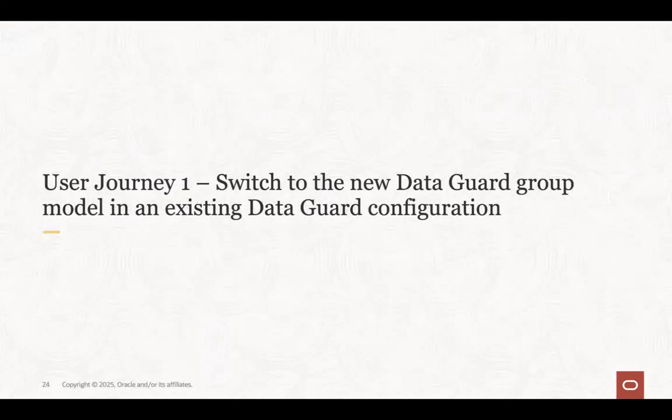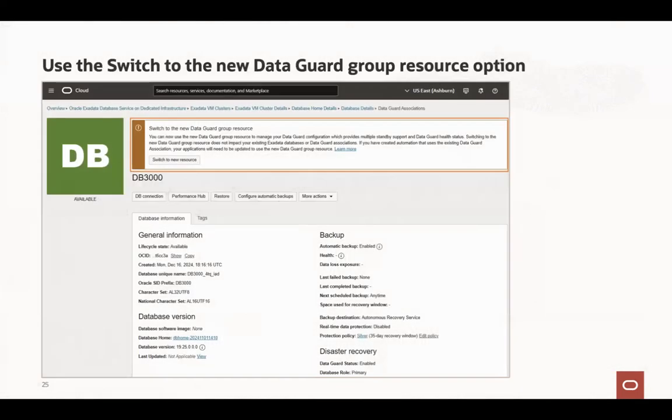Okay, so let's go with user journey one. This is the journey where you have your existing Data Guard association, and how would you switch to the new Data Guard group model?